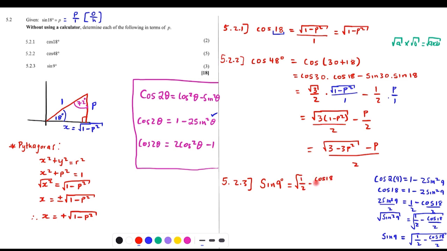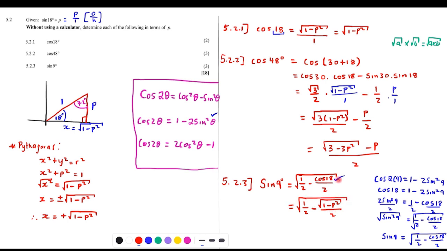As you can see in this new expression, we have cos 18. Now what is cos 18? We know cos 18 is the square root of 1 minus p squared. So you're going to say the square root of 1 over 2 minus square root of 1 minus p squared over 2. And that is going to be our answer.